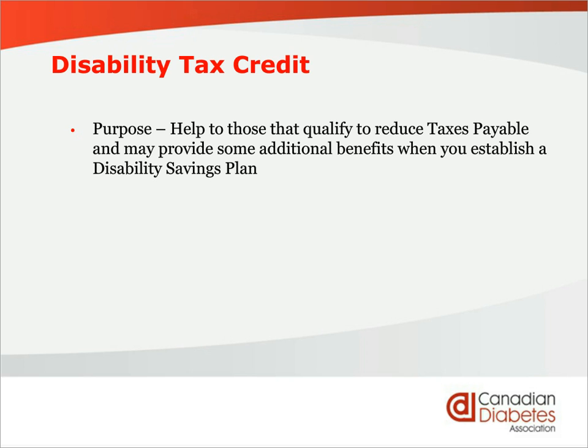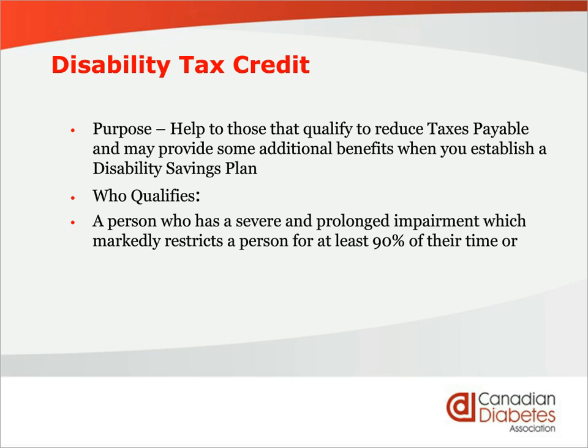So who qualifies for the disability tax credit? The definition that our medical practitioners are most familiar with and well versed in is when a person has a prolonged physical or mental impairment that will last more than 12 months and restricts their abilities by at least 90%. So if there's a restriction that is greater than 90%, then you may qualify for the disability tax credit. An example of a restriction of this nature would be if someone is blind, for example.